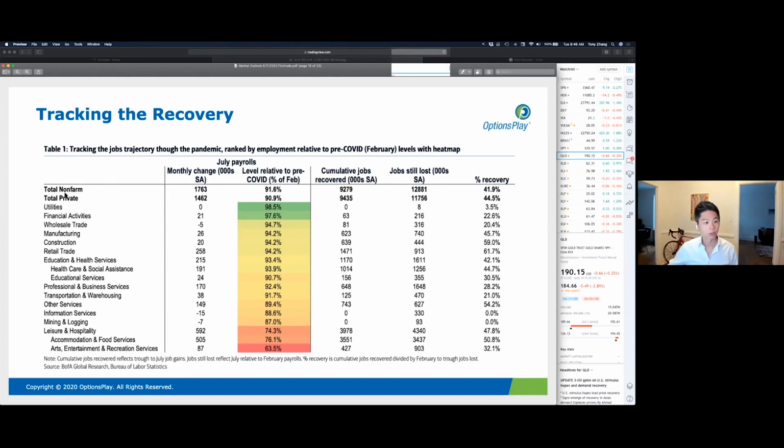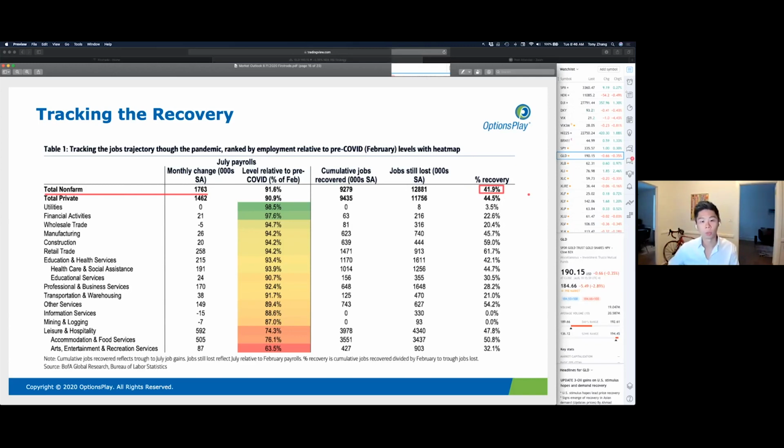So just to give you a sense for total non-farm payroll, this is the employment numbers that we typically look at every single month that comes out on the first Friday of every single month. Just to give you a sense, we have recovered only about 42% of the jobs that have been lost since February 2020. That is concerning because the equity markets do not reflect that at all.